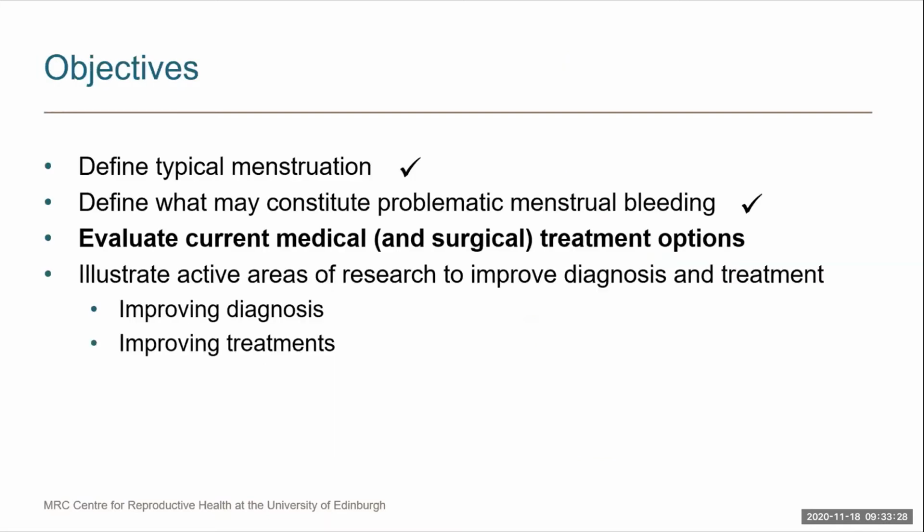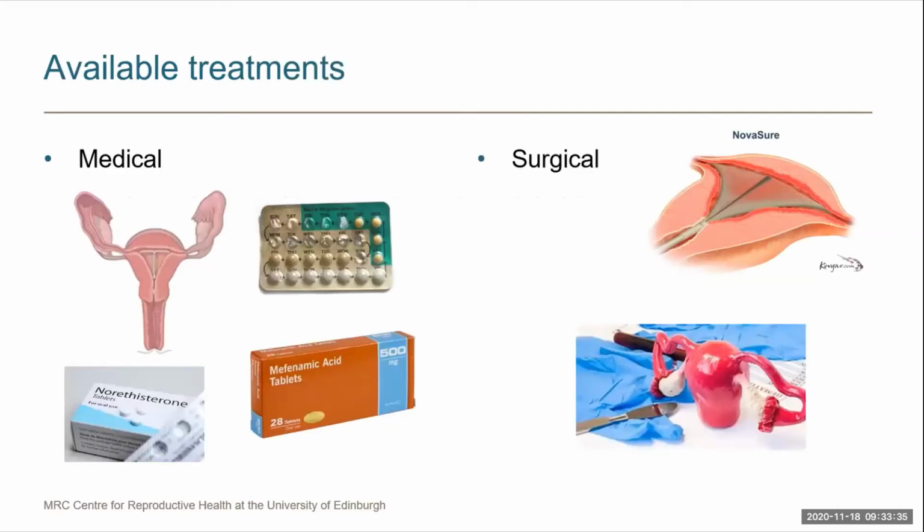Next slide. So what are the treatments that are available? Next slide. There are a range of medical and surgical treatment options. Many of our surgical options are fertility removing and are just not acceptable to women who haven't completed their family. So I want to take a look at some of our medical options in a bit more detail.